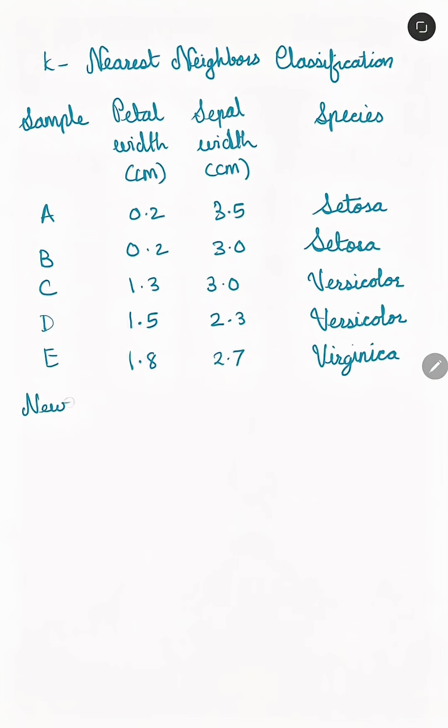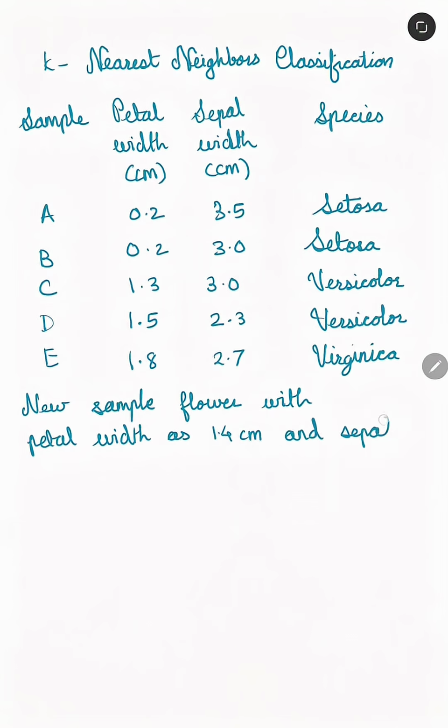Now when we are given a new sample flower, and we have measured the petal width and sepal width, let's say the petal width is measured as 1.4 centimeter and sepal width has been measured as, let's say, 3.2 centimeter, then which species does that flower belong to is what we have to guess or predict.